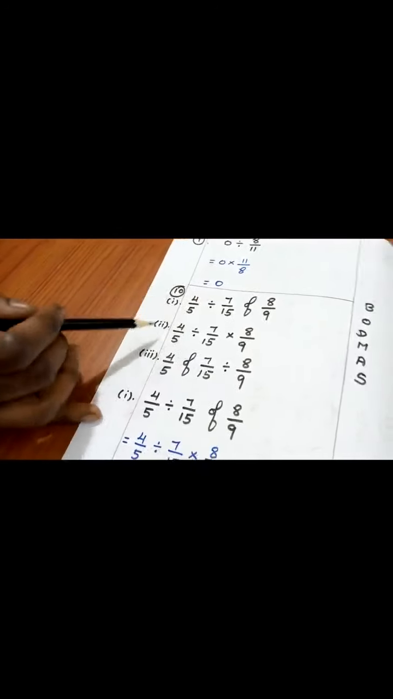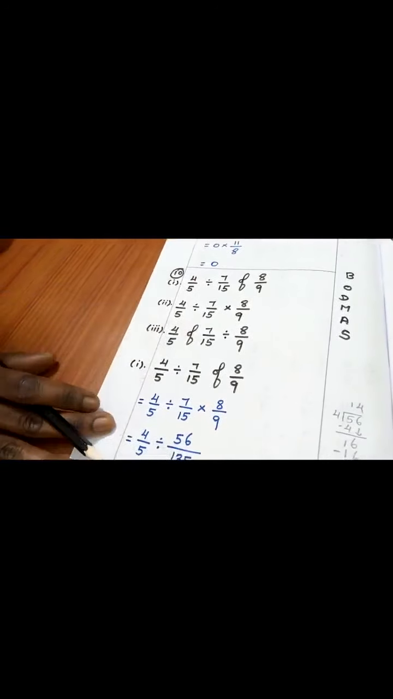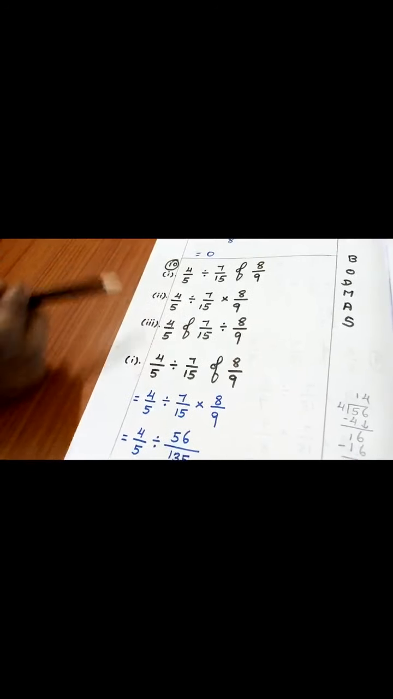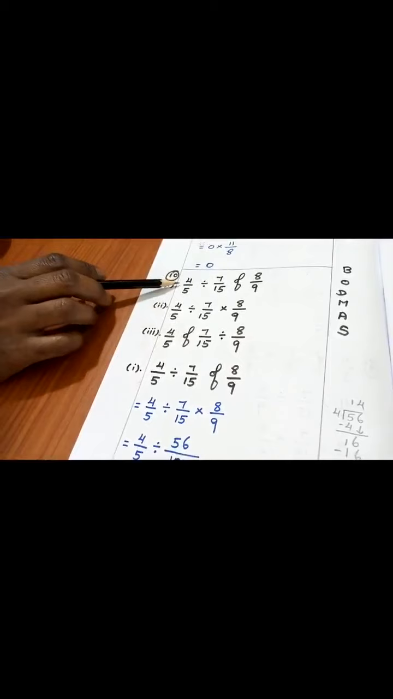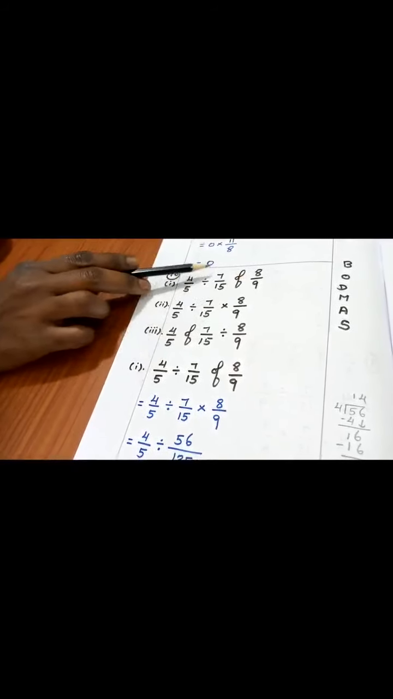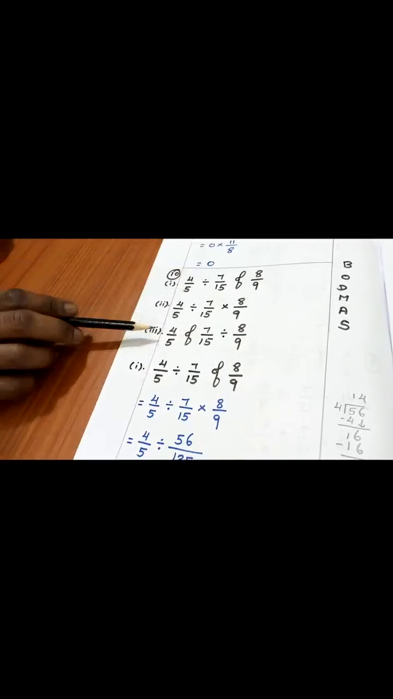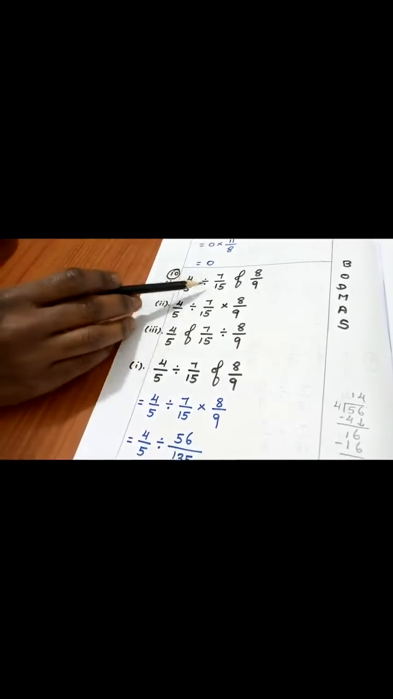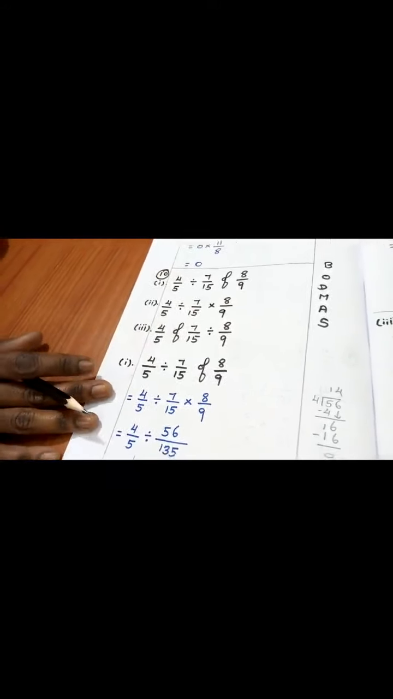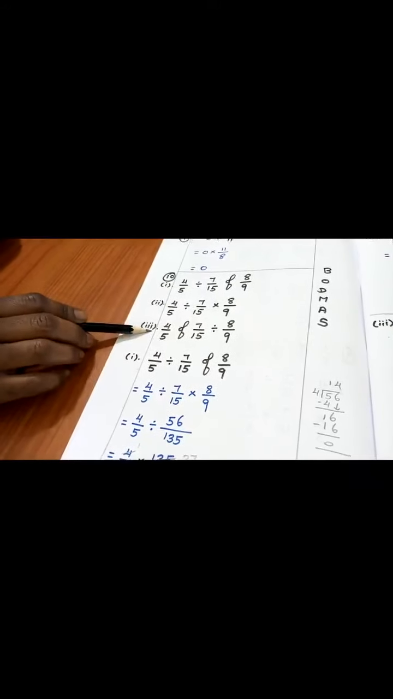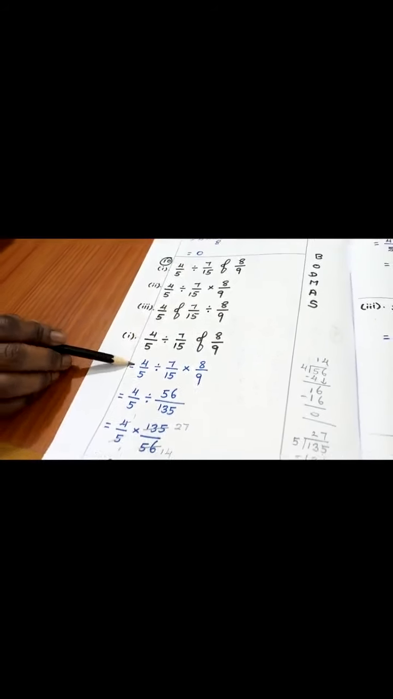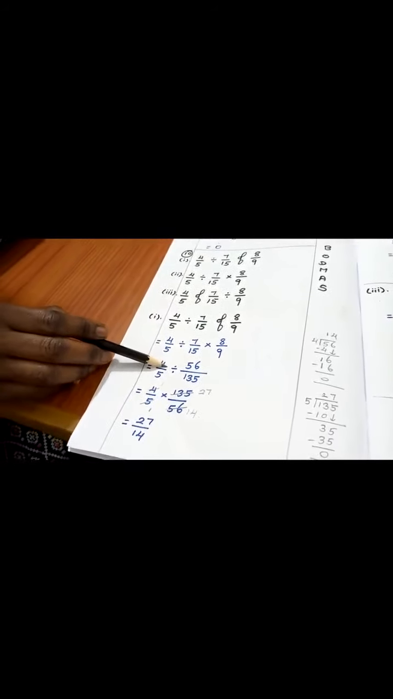Coming to the last question. I have written 3 questions here, students. If you note properly the last question, the question is same, 4 by 5, 7 by 15, 8 by 9. In all the 3 questions you are having this number order, but the division or multiplication symbols will be differing here. For all these 3, we are going to apply the BODMAS rule. You are going to apply the BODMAS rule, students. According to that, I have done the calculation.